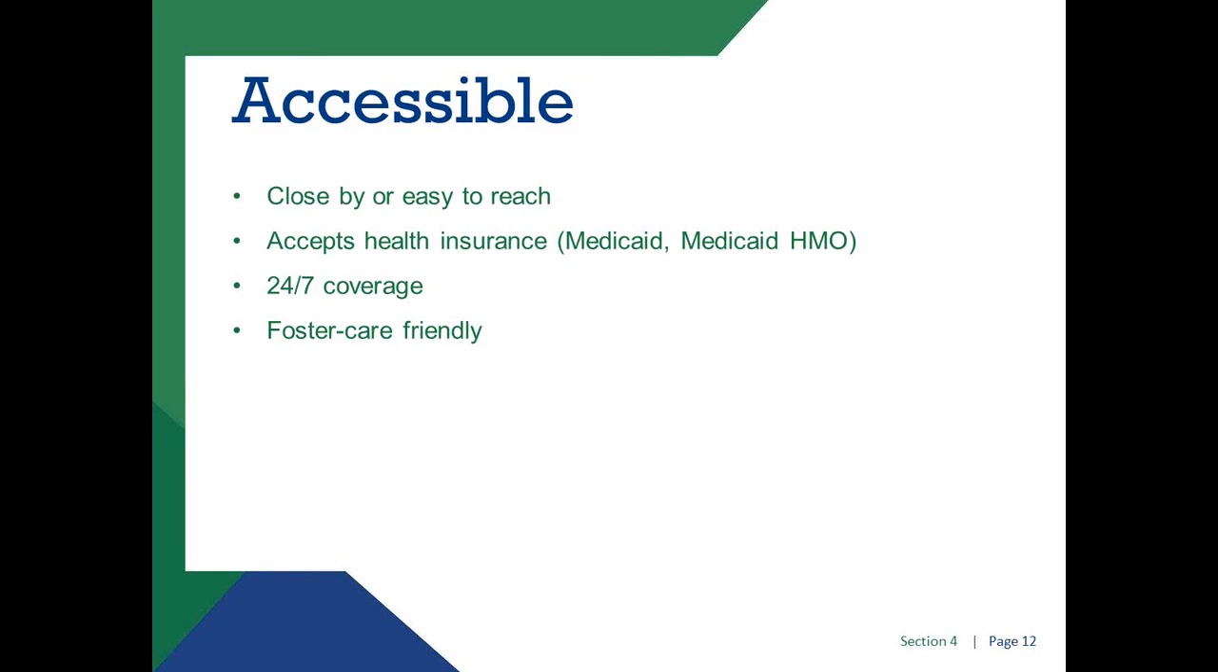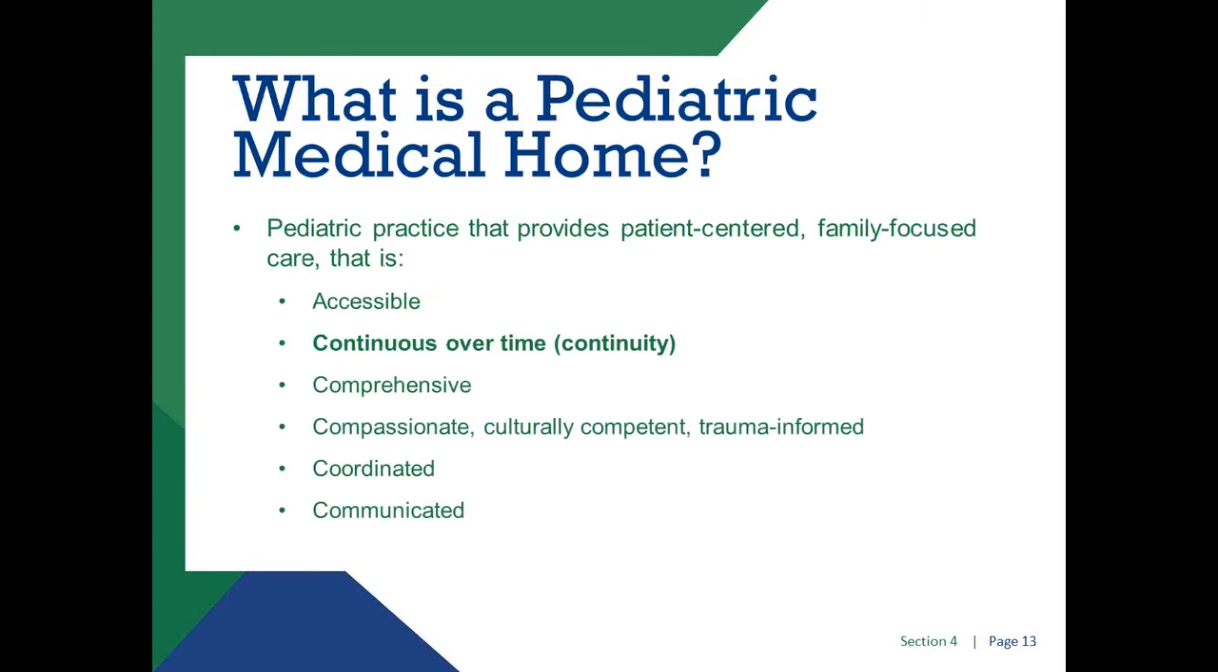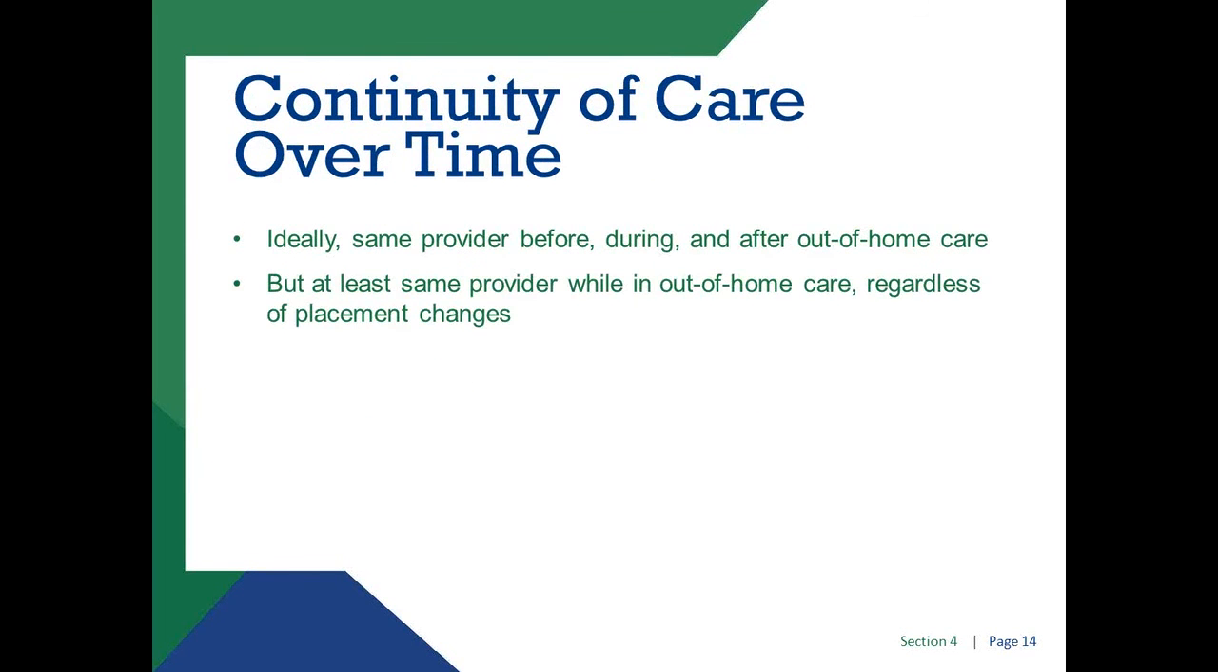So going back to the original list again, on the next slide, the next item on that list is continuity of care over time. And on the next slide, there's a definition of what this means. And that means that ideally the child is followed by the same health provider before, during, and after out-of-home care. Many of these children, however, enter care having had no medical care for several years, or have switched providers multiple times, or really can't identify who their health provider is.